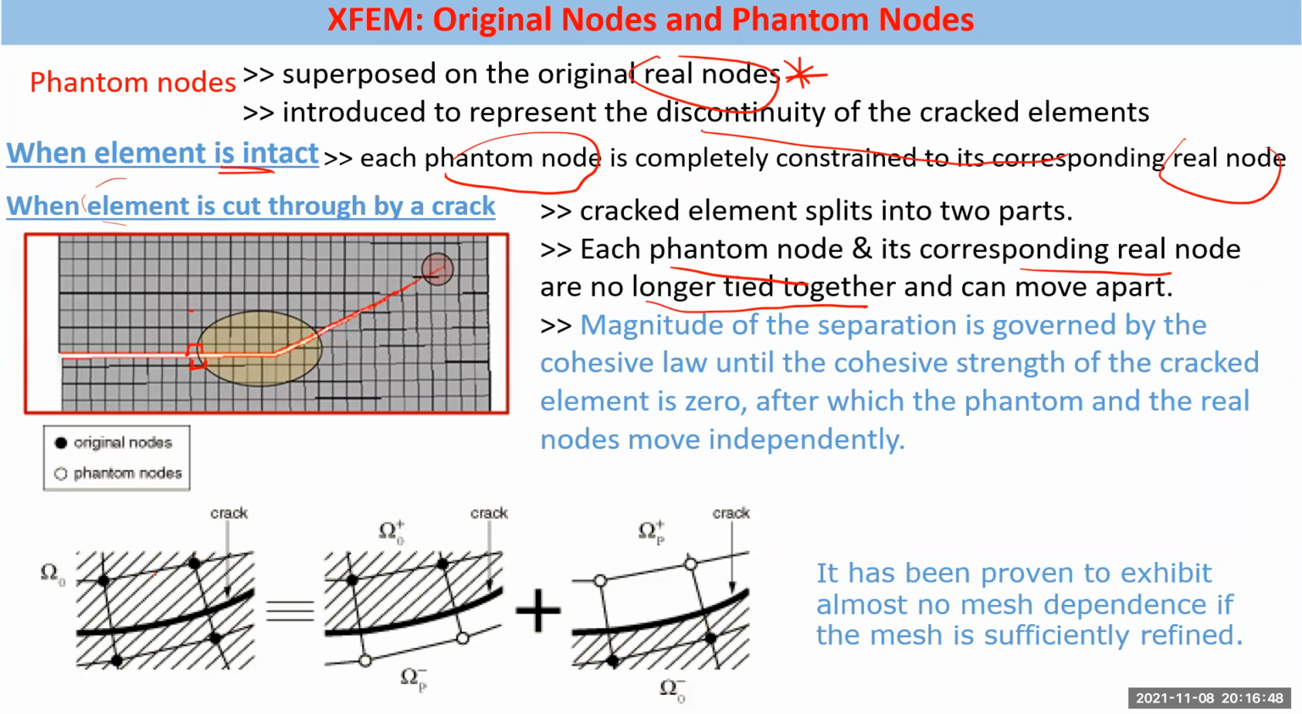Say, for example, this is the crack. Initially the crack has not yet separated this particular element. So this is the element we are talking about now. The crack is going through it. At the same location, you have original nodes indicated as solid circles, and you have phantom nodes indicated as dotted circles. So in the first picture here, I have the solid circle and the dotted circle overlapped.